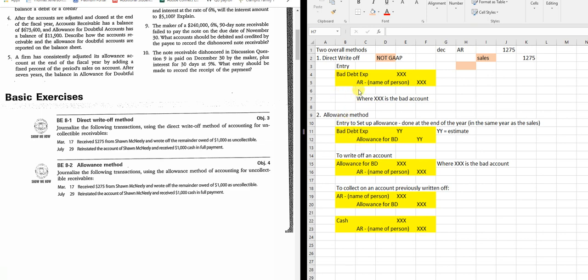But I don't credit accounts receivable because I don't know the name of the person who isn't going to pay. I just know that 10% of the people aren't going to pay, or 5% of the people aren't going to pay. Okay, so notice this is my estimate. So I credit what's called an allowance for doubtful accounts or allowance for bad debts.